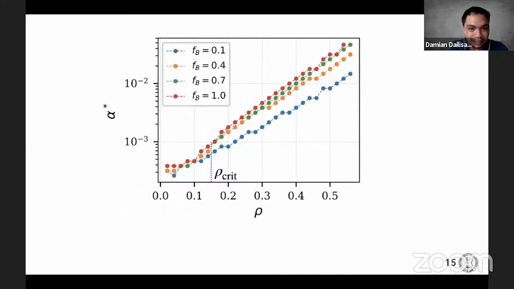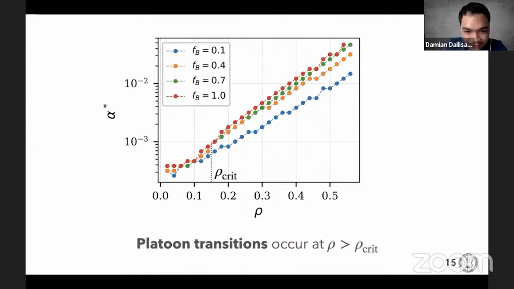So building on that, we actually saw that, okay, at different densities, the alpha at which the platoon dissolves seems to vary. And we looked at that and we found this relationship wherein there seems to be some logarithmic relationship. So this result is promising. What this result tells us is that you can have platoon transitions that occur at densities above the critical density.